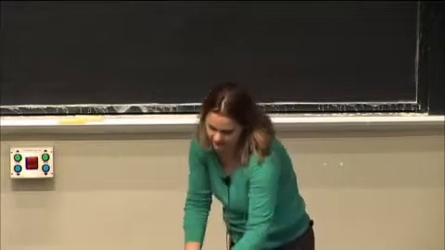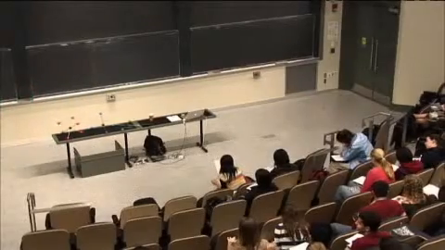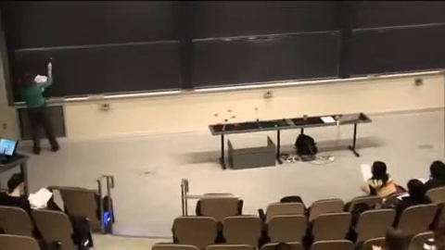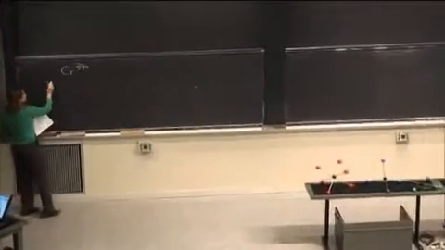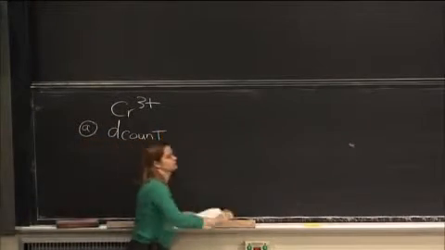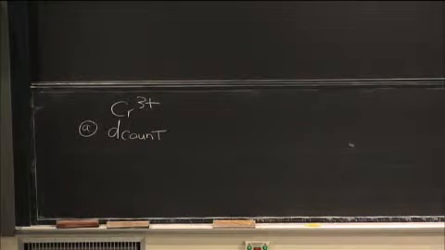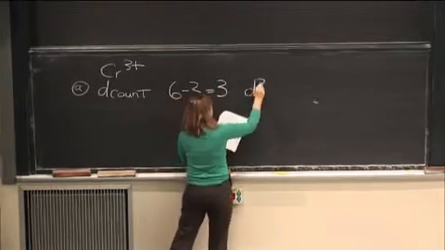All right, so let's look at an example. And we're going to consider a chromium. And like we did before, we have to first figure out the d count. So we have chromium plus 3. So what is our d count here? You know where chromium is, what its group number is. Here is a periodic table. So what is the d count? 3. So we have 6 minus 3, 3, a d3 system.